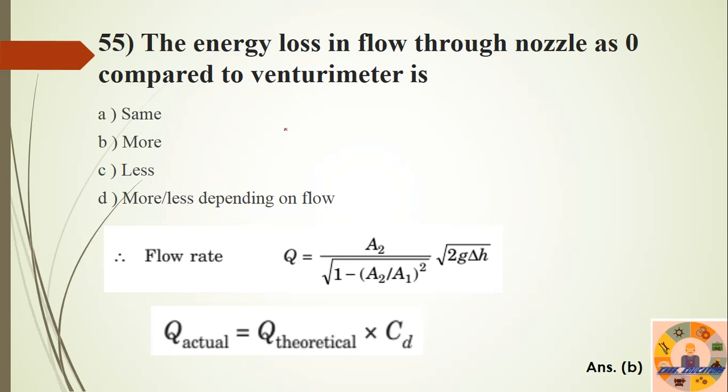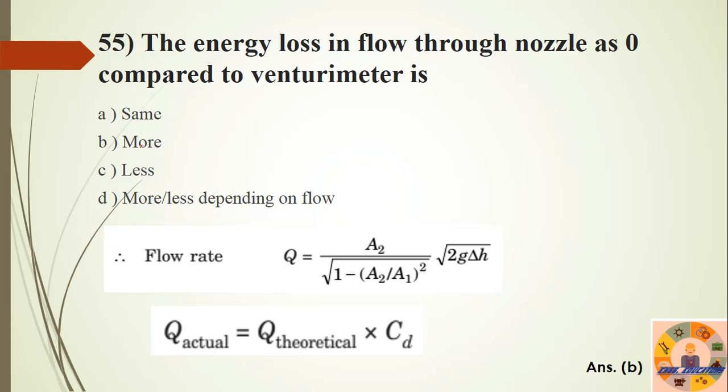The next question is, the energy loss in flow through nozzle as compared to Venturimeter is option A same, option B more, option C less, or option D more or less depending on flow.